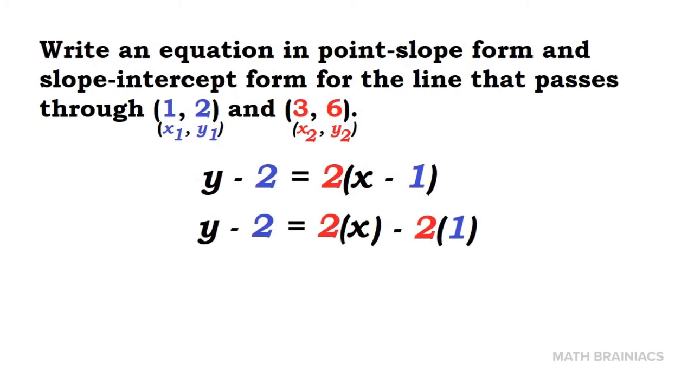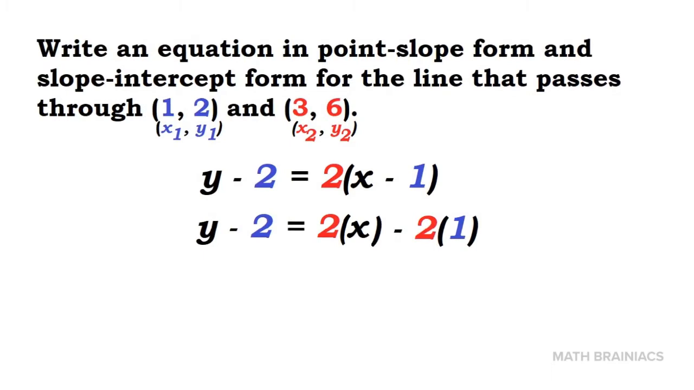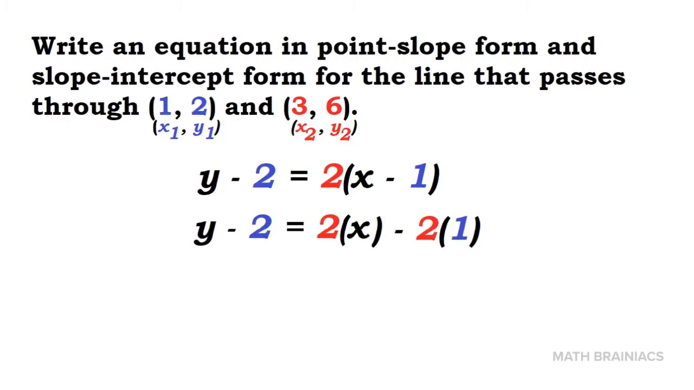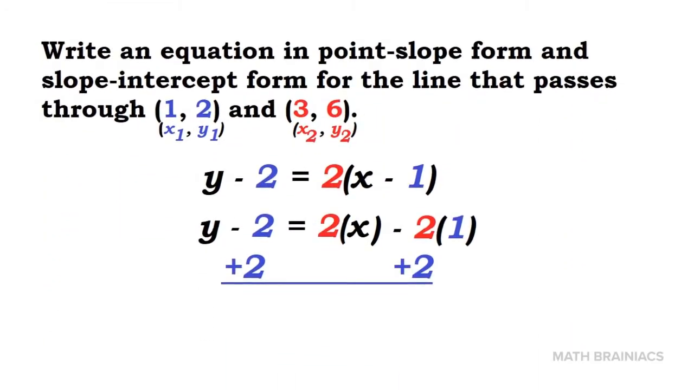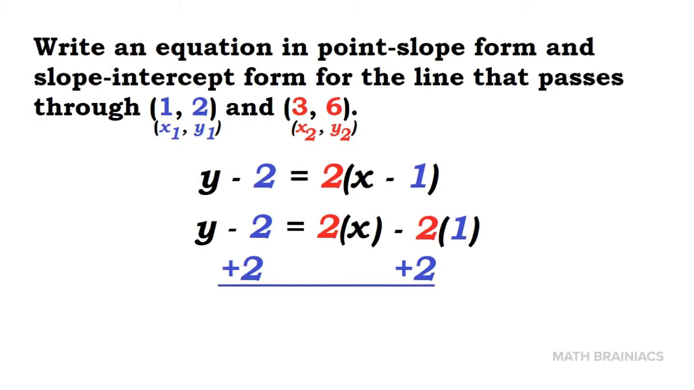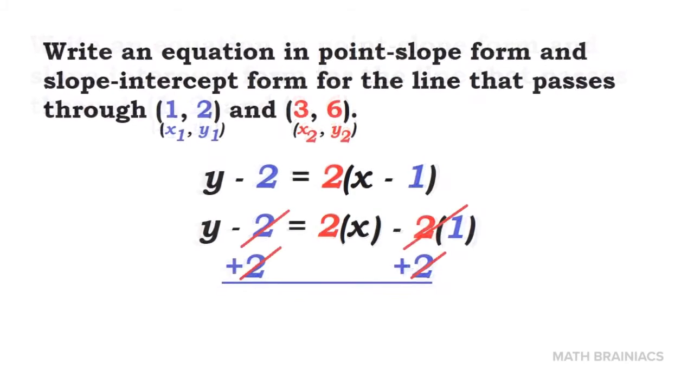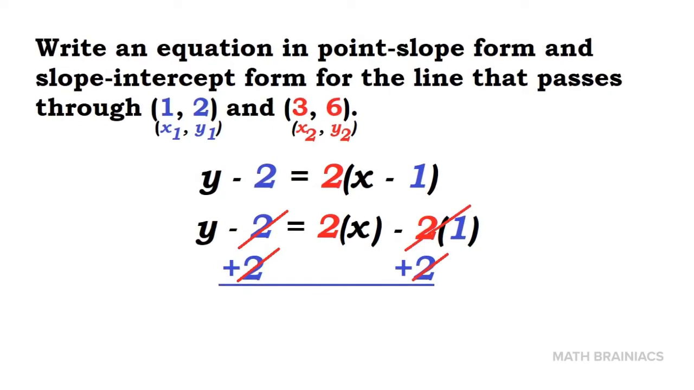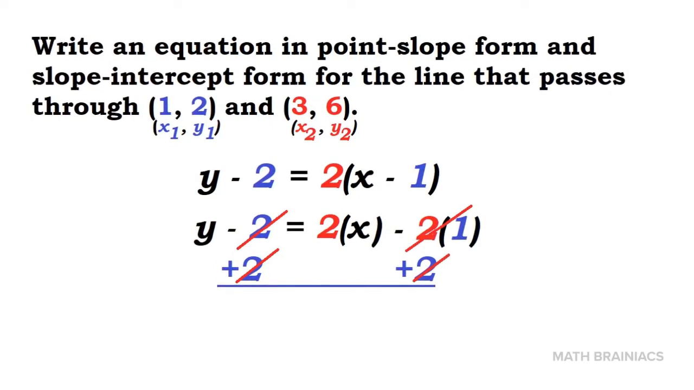Distributing the 2 inside the parentheses on the right side of the equation, it will give us y minus 2 is equal to 2 times x minus 2 times 1. And to eliminate the 2 on the left side, we're going to add 2 on both sides of the equation. Accordingly, we can cancel out the 2 on the left side, and we can cancel out the 2 on the right side as well.